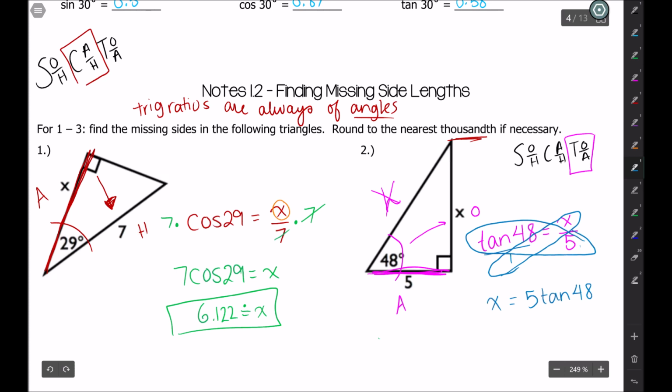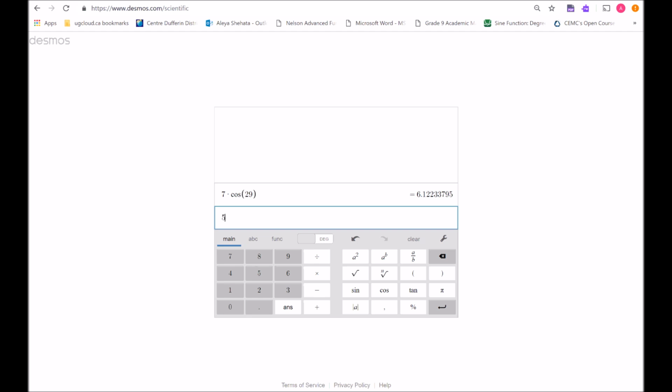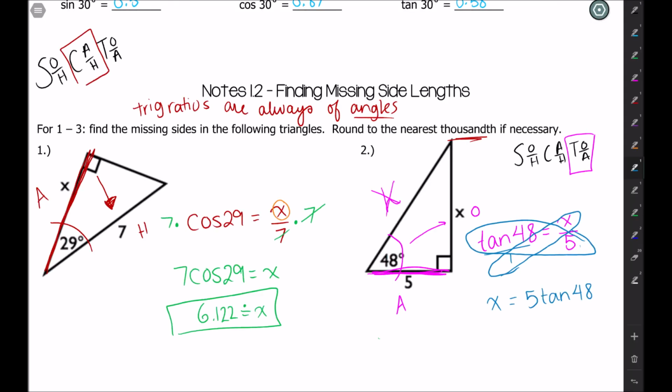Okay, so now I'm just going to type that into decimals. So 5 times the tangent of 48, and I press enter, and I get this answer right here. We need to round to the nearest thousandths, so it's 553. The 3 is the thousandths place. There's a 0 that comes after it, which tells me to keep the 3 where it is. So my answer right here is going to be approximately 5.553.